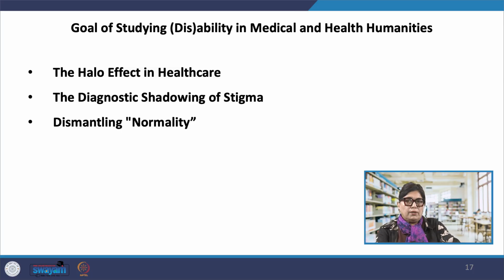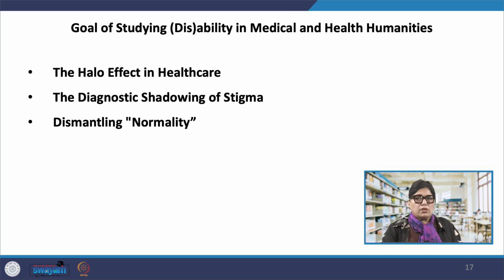Goal of studying disability in medical and health humanities. The primary goal of studying these concepts in the medical humanities is to express how this ancient literary binary of normal, as defined by biomedical discourse, still corrupts modern, objective clinical environments. So, the halo effect in healthcare: because of the aesthetic moral binary, clinicians can unconsciously associate normative conventions of attractiveness or able-bodied fitness with compliance, honesty, and mental stability.